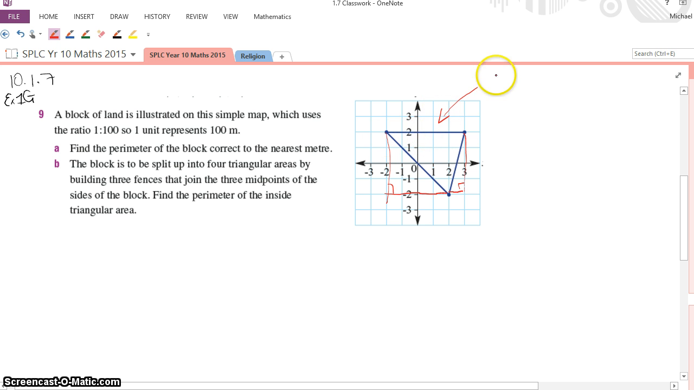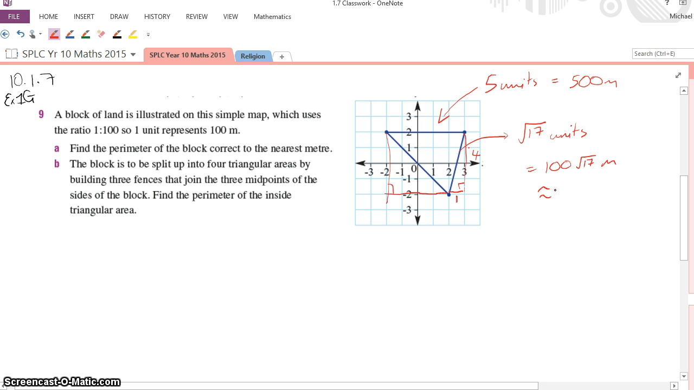That side length there is pretty easy. That's just 5 straight across, so we get 5 units for that. And what's 5 units equal to? That's 500 metres. Second one here, I've got 1, 2, 3, 4 units down, 1 unit across. If I put that into Pythagoras' theorem, I'm going to get that that distance is root 17 units, which is equal to exactly 100 root 17 metres.